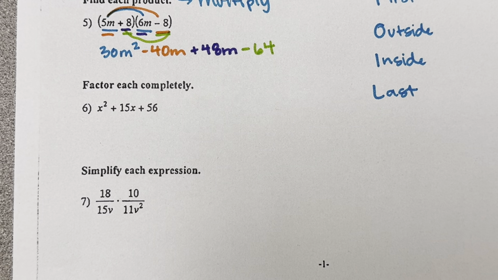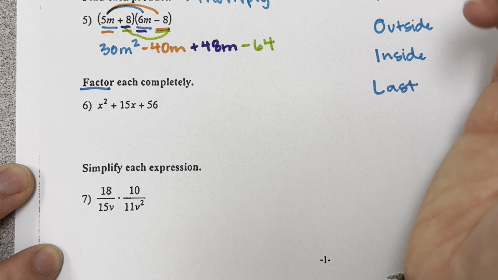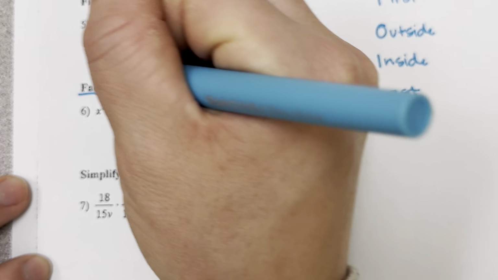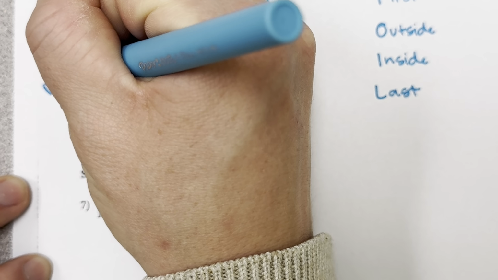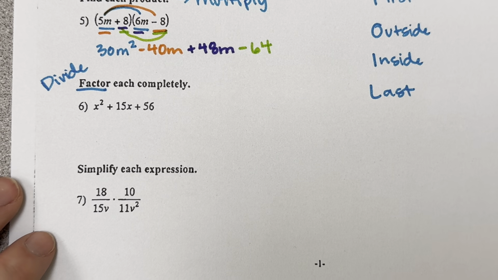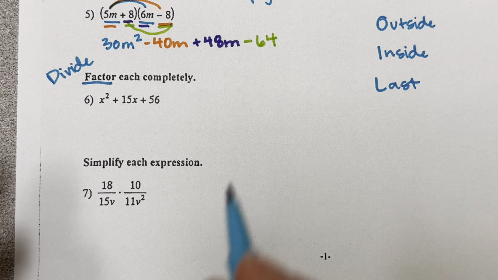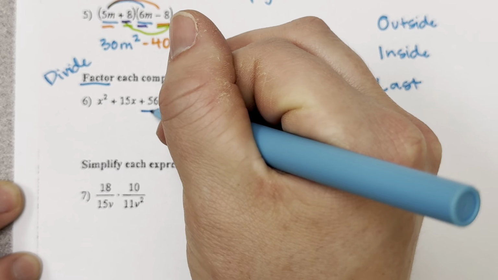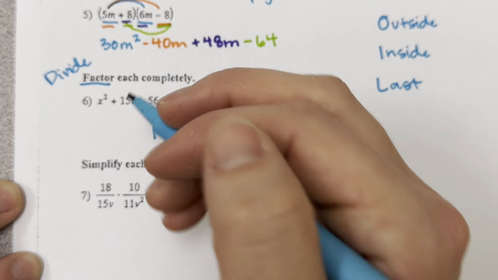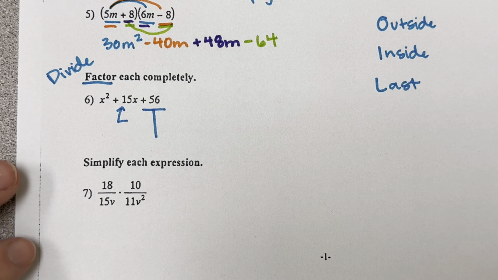Number 6, we are factoring, which is actually the opposite of number 5. This technically means we're dividing. So factoring really means we're dividing. The way we solved this in class is by playing what we called the number game. The number game started where we looked at our third term, and we said, what two numbers multiply to 56 but add to 15?